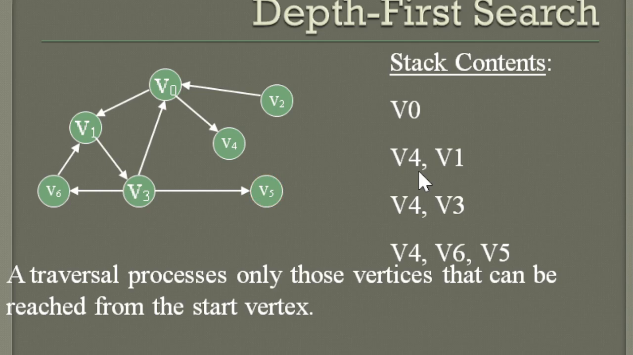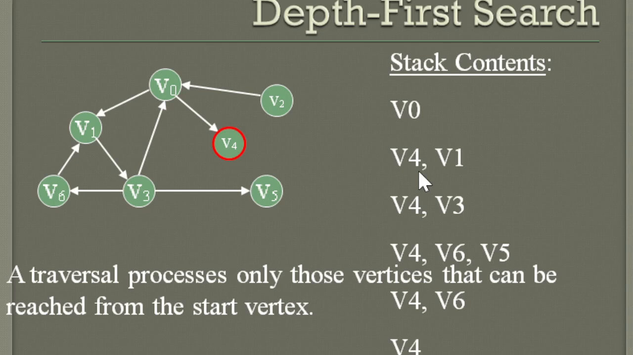Next, we consider V6. All the adjacent nodes of V6 are also visited. So V6 is also popped from the stack. Next, we consider the node V4. All the adjacent nodes of V4 are also visited. So V4 is also popped from the stack. Then the stack is empty. Stack empty is the termination condition of depth first traversal.